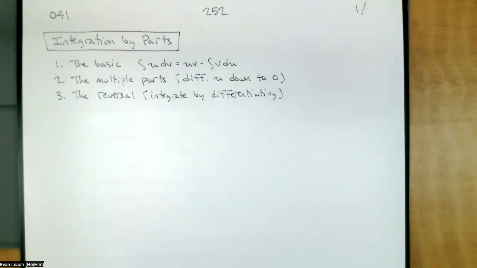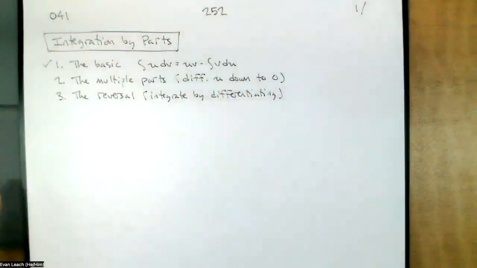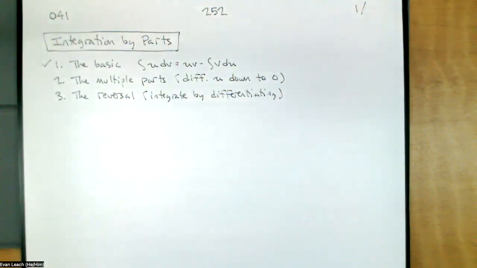Today, we want to continue talking about integration by parts with even more integration by parts. In our list of things to do on the parts category, we've talked about the basic integration by parts. The integral of u dv is uv minus the integral of v du. We've talked about the multiple parts. This is where we differentiate down to zero.